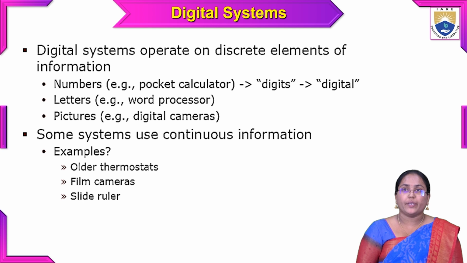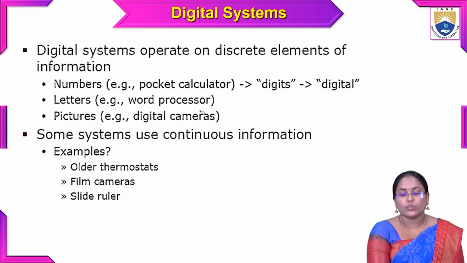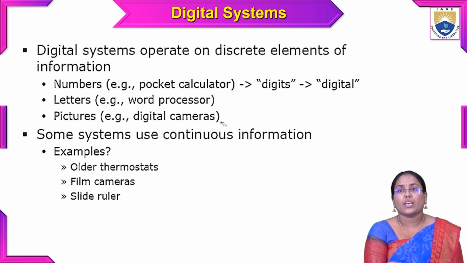So digital systems operate on discrete elements of information such as numbers, which are nothing but digits, like in a pocket calculator; or letters, which are used in a word processor; and pictures, as in digital cameras. Pictures have pixel values, which can also be used as a digital system, a system operated on discrete elements. So any pocket calculator, word processor or digital camera can be considered a digital system.